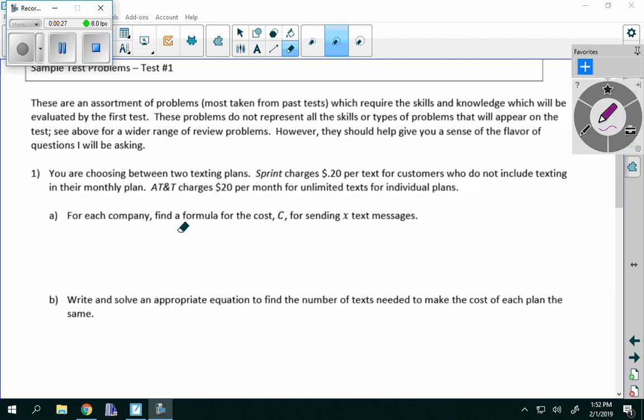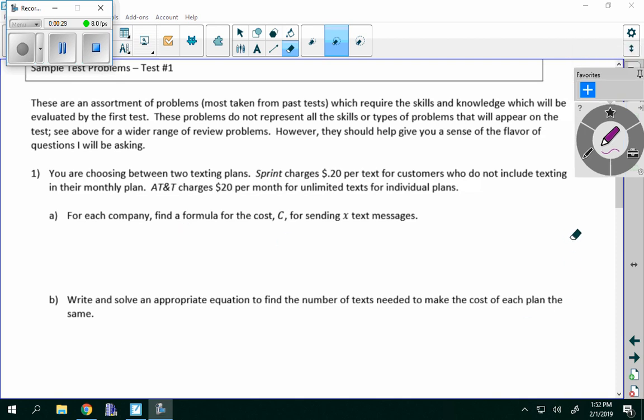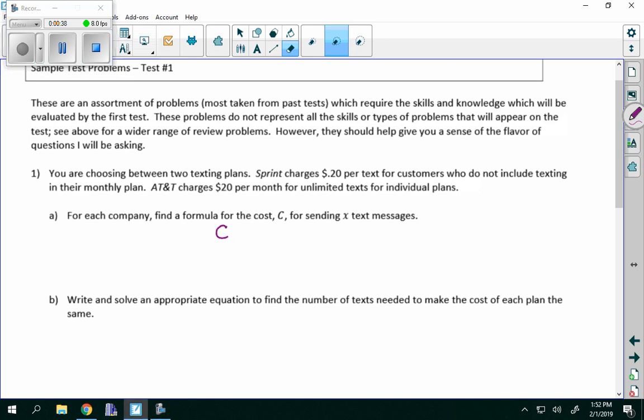Part A: for each company, find a formula for the cost, which we're going to denote as C, for sending X text messages. Let's find the cost for the Sprint company. I'm just going to use a little s as a subscript to represent the cost for Sprint, and I'll use C sub A to represent the cost for AT&T.